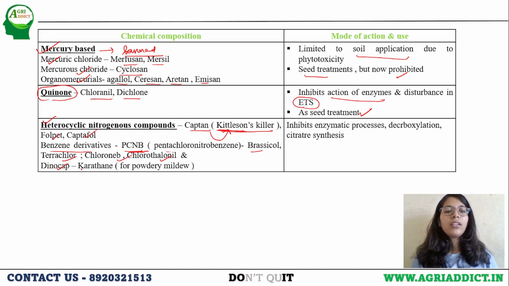And Dinocap, the commercial name is Karathane. It is used for powdery mildew. This is the most important, because sometimes they will give you this name: Karathane is applied for which disease? Powdery mildew. What is the mode of action? It inhibits the enzymatic processes, decarboxylation and citrate synthesis.